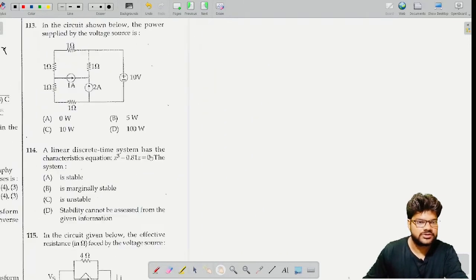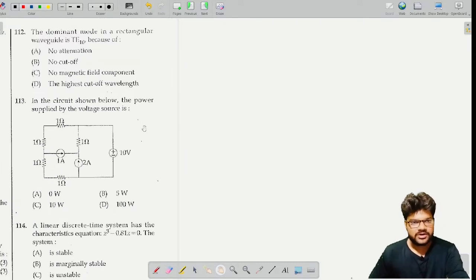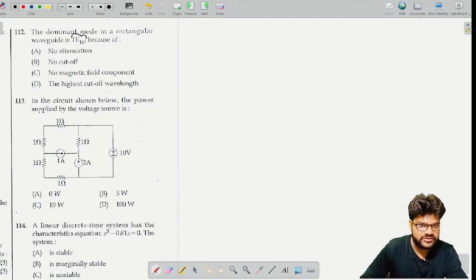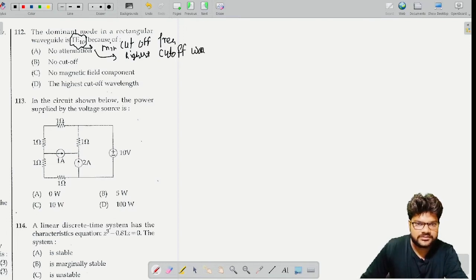Now let us go to the next question. The dominant mode in a rectangular waveguide is TE10. So the TE10 mode gives us the minimum cutoff frequency, or we can say the highest cutoff wavelength, right. So the dominant mode in a rectangular waveguide is TE10 because of the highest cutoff wavelength. So option D is correct.